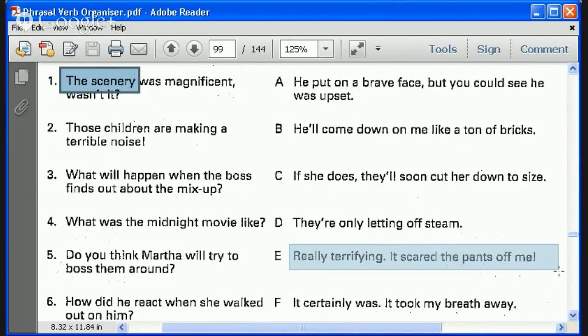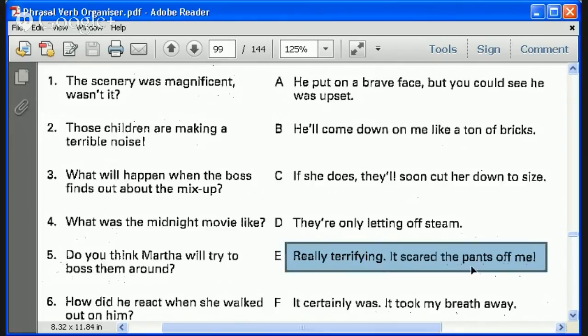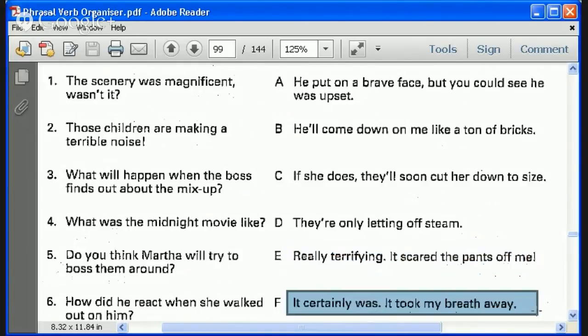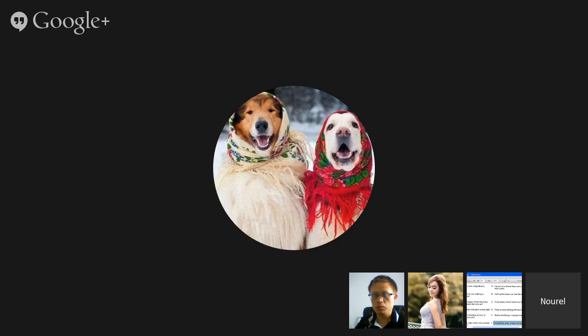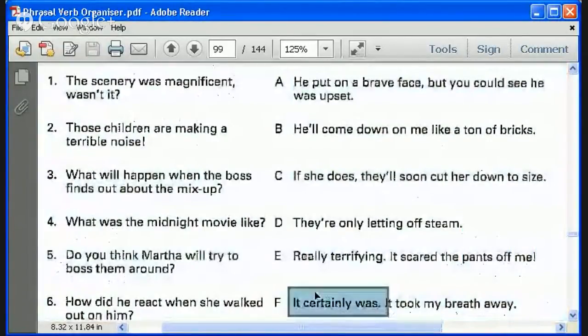You really have only two choices. Okay. It scared the pants off me, which would be really weird. The scenery was magnificent. Terrifying, it scared the pants off me. Which would be a weird thing to say about scenery, of course. Maybe. Or F, it certainly was. It took my breath away. Teacher, yes? Well, this is a tag question, so it should be answered by was. It was, because she says, wasn't it? Yes, and it is answered by was. We need to put the adverb in front of the verb. That's the rule.